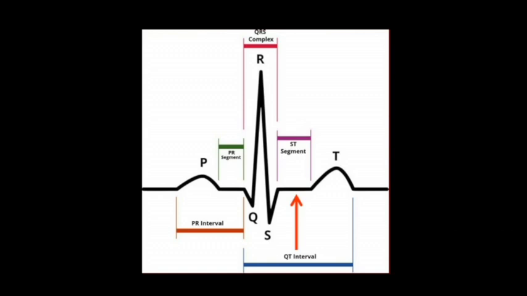The ST segment always begins wherever the QRS complex ends, and the ST segment ends where the T wave begins. It may not always look like this, it may not always be normal, but wherever the QRS complex ends, that's where the ST segment begins, and wherever the T wave begins, that's where the ST segment ends.